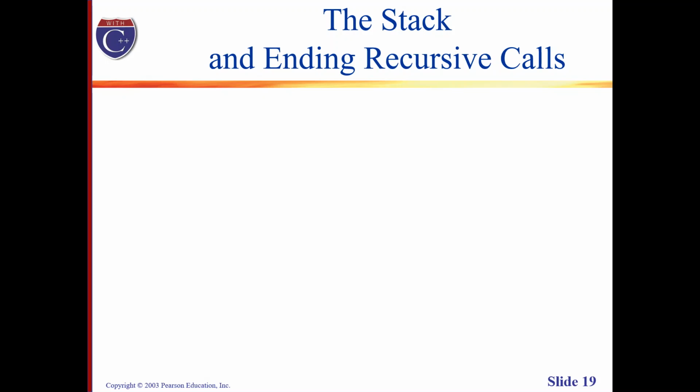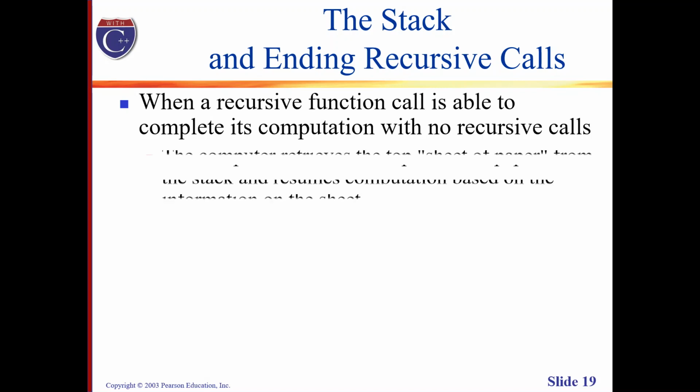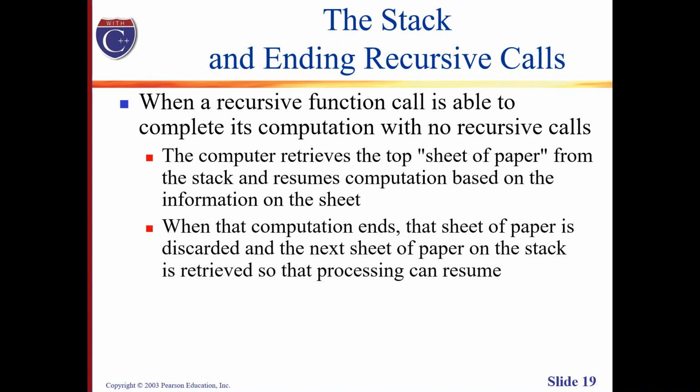Then, what happens to the stack when we reach the ending of our recursive calls? When a recursive call function is able to complete its computation with no recursive calls, the computer retrieves the top sheet of paper or the top of our stack and resumes computation based on the information on the sheet. When that computation ends, that sheet of paper or memory space is discarded and the next sheet of paper on the stack is retrieved so that processing can resume.